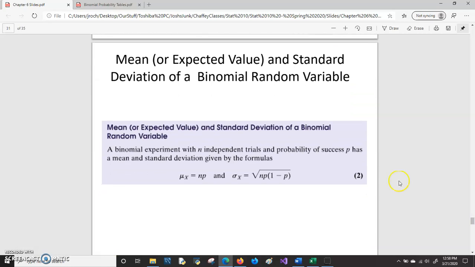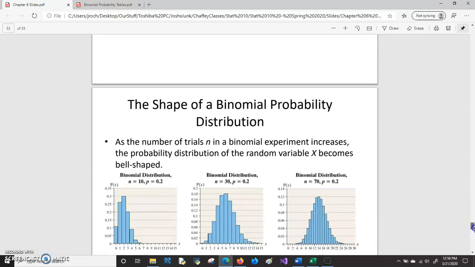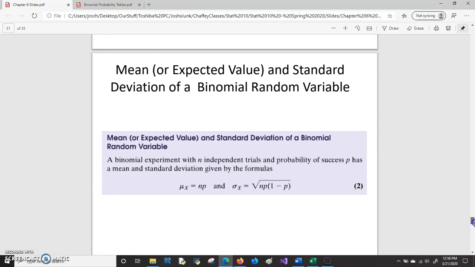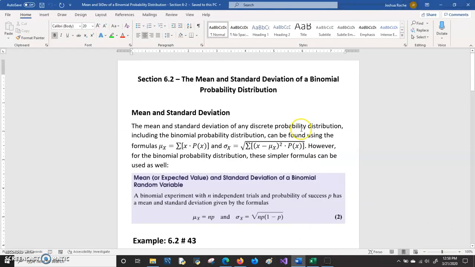And then when you go past those, it gives the formula for the mean, or also called the expected value of a binomial distribution. And then after that, it includes some examples and other notes. But like before, I'm going to go right to an example.